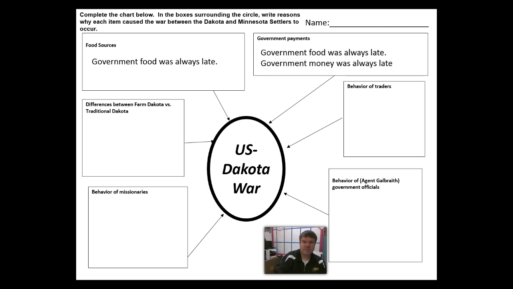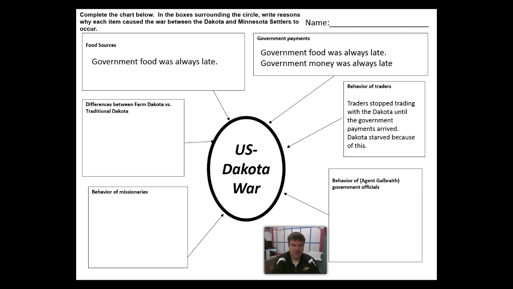And then you had the government payments. The payments from the government were also late, and sometimes they weren't even given to them, because the traders, who we're going to talk about next, would take that money, claiming that the Dakota owed them for different goods and services. Let's move on to the traders.